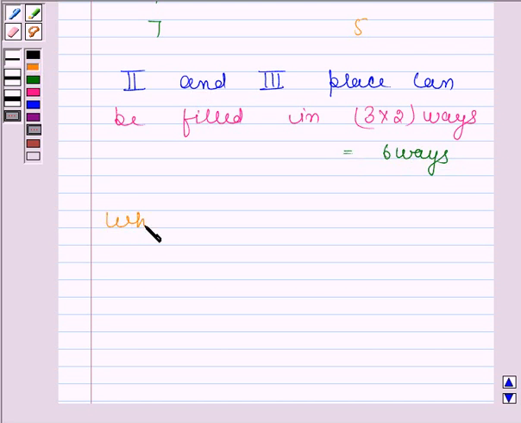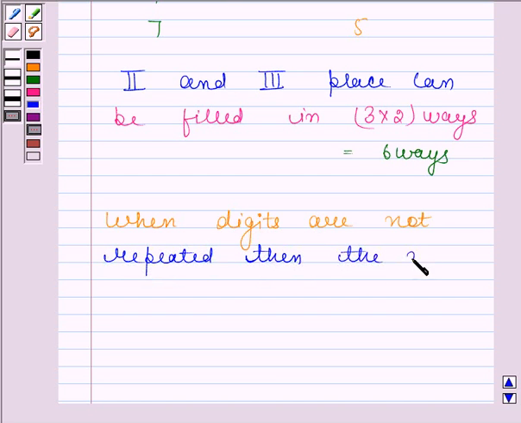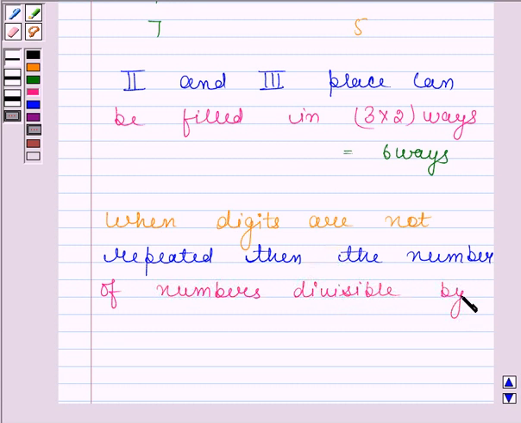So when digits are not repeated, then the number of numbers divisible by 5 are 6 plus 6 plus 6, that is 18.